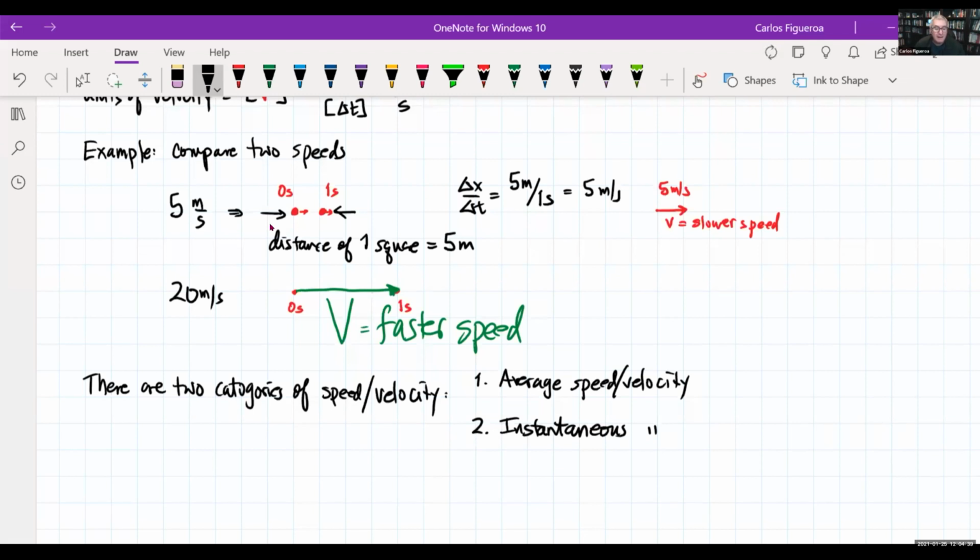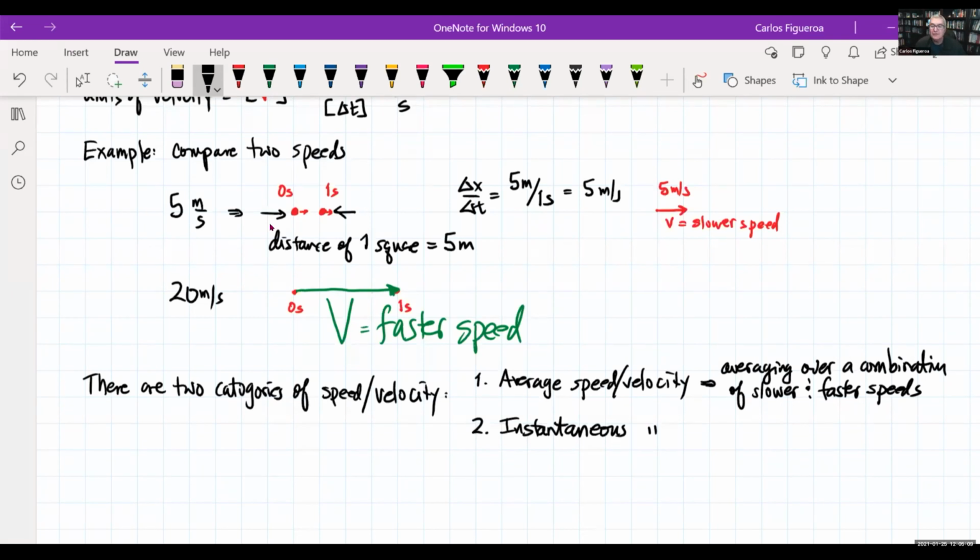So what do I mean by average speed? Well, when we say average, we really mean that you're averaging over a combination of slower and faster speeds, right? That's what you mean by that.